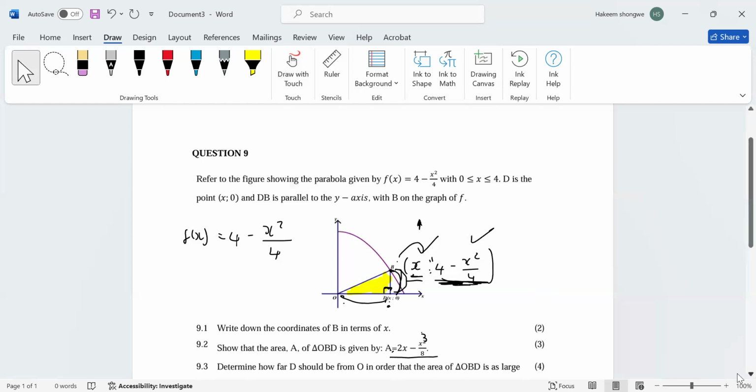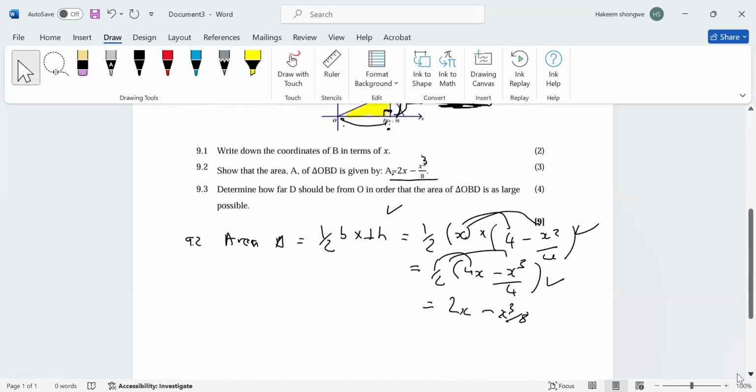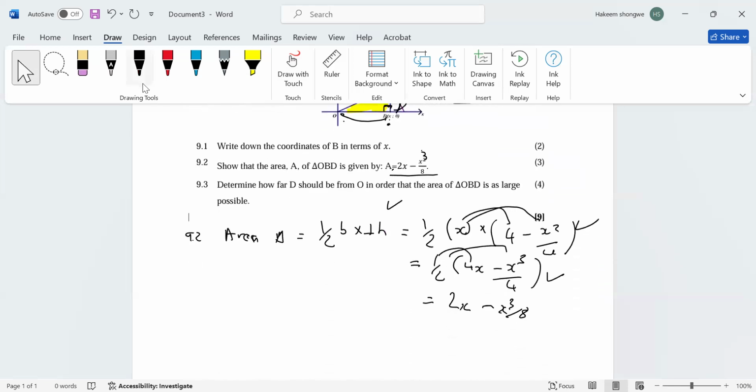Determine how far D should be from O in order that the area of triangle OBD is as large as possible. So here they want the maximum, and if we turn our minds back to calculus, we know when they talk about maximum, we have to differentiate. So we're going to differentiate the area.